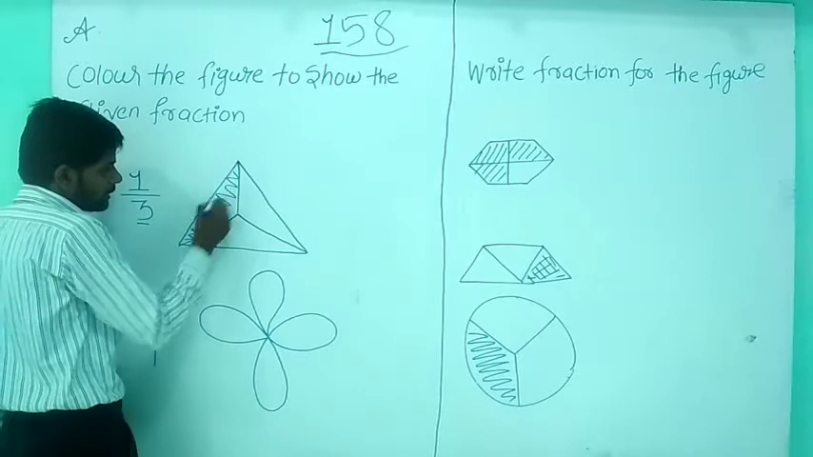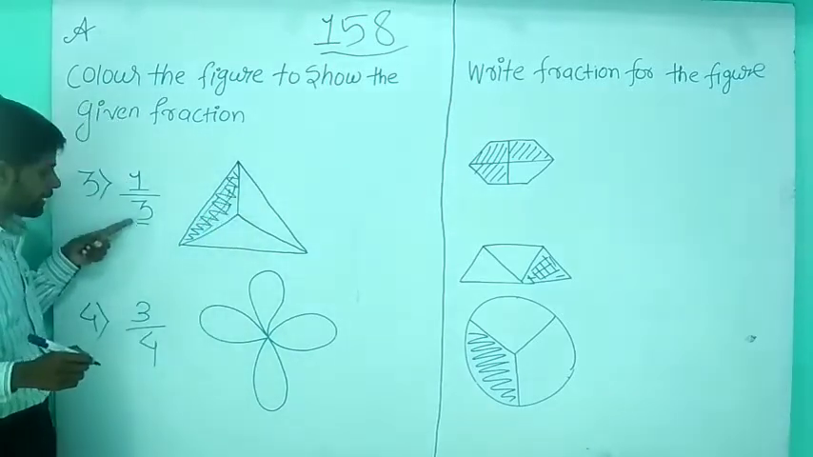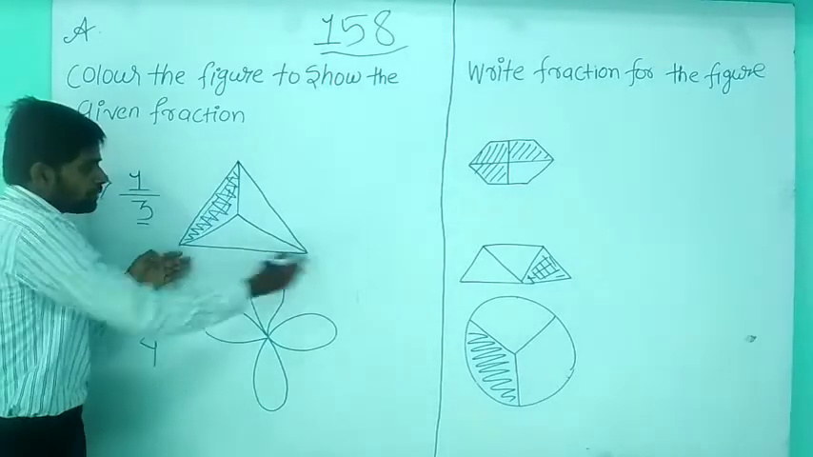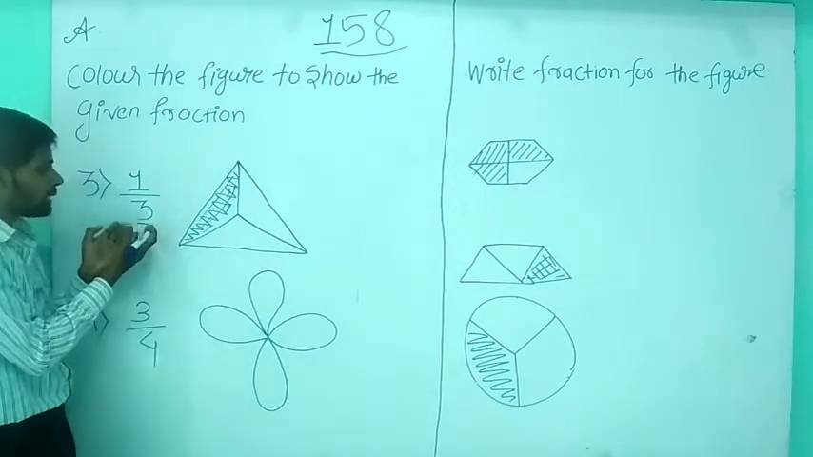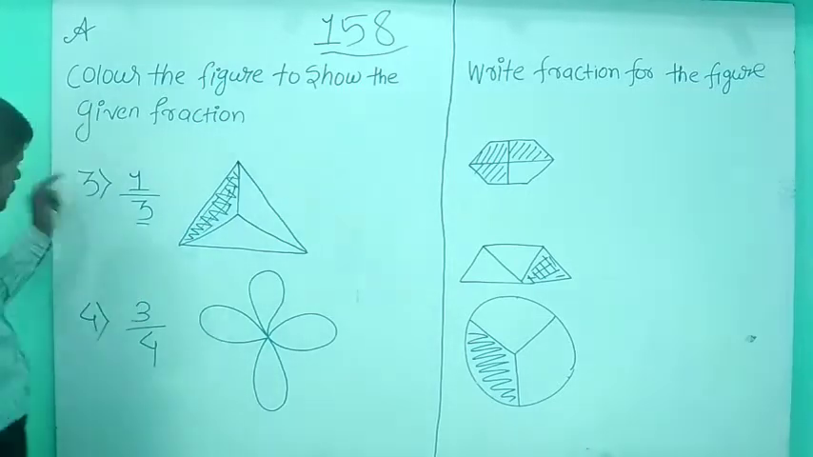Okay, so that is the colored part, which is 1, and the total number of parts is 3. So that is a figure which is showing 1 by 3. ठीक है, ये फिगर में 1 by 3 हो गया. Okay, which is the question number 3.